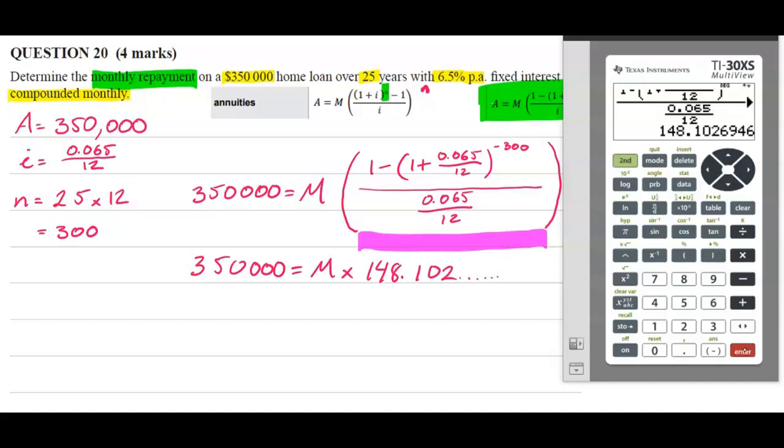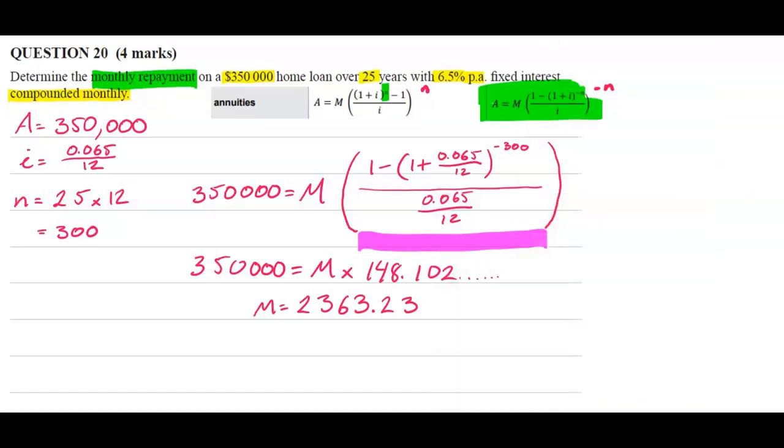Okay, hopefully you realize at this stage in Year 12 that in order to get M by itself, you need to divide by 148.102. Well, technically you divide both sides. So let's do that. Now, on my calculator, instead of typing all this information again, I can just type what I have on my left-hand side, so 350,000. And I'm going to divide that by my previous answer. So I'm just going to push up, select it, hit enter, and hit enter again. And you'll see there where we got 2363.23 if I choose to round it.